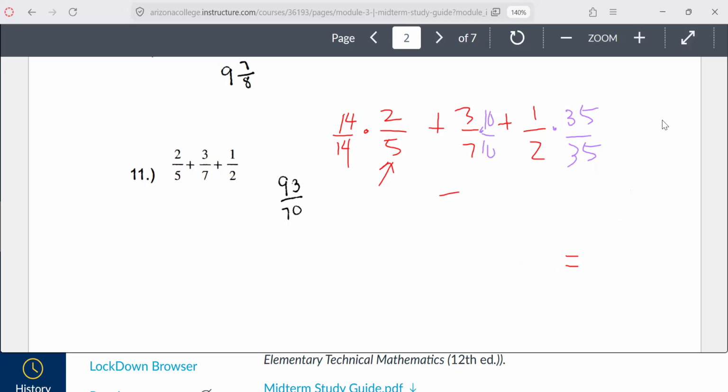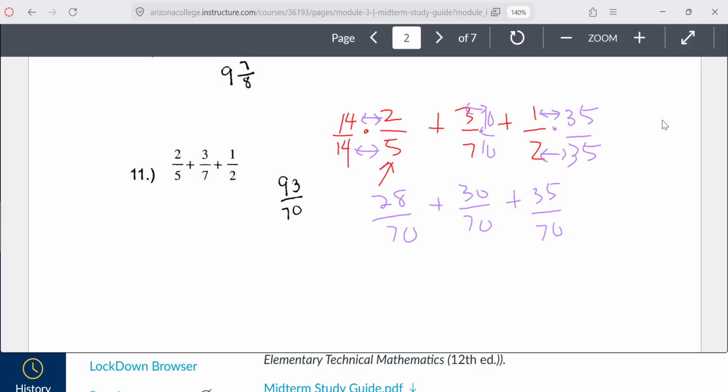So I am going to go back to the first one. 14 over 14 times 2 over 5. So I'm multiplying that way. So I have 14 times 2 is 28 divided by 70 plus 3 times 10 is 30 divided by 70 plus 35 times 1, I mean 35. 1 times 35 is 35. 2 times 35 is 70. So we are multiplying that way again. Same thing here and at the bottom.